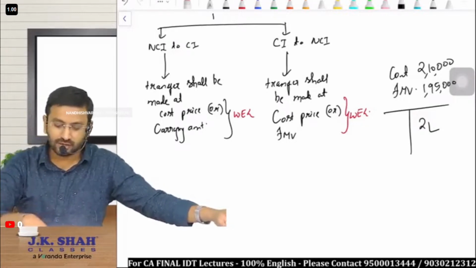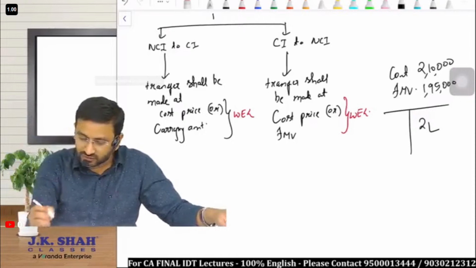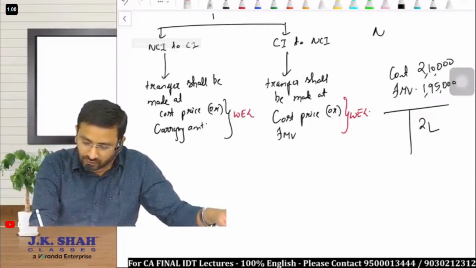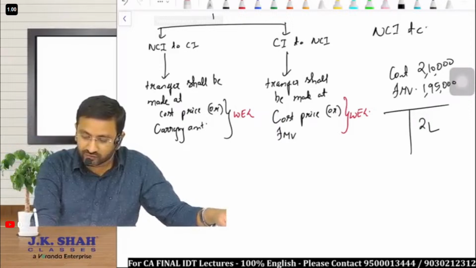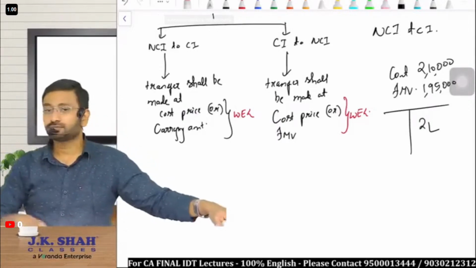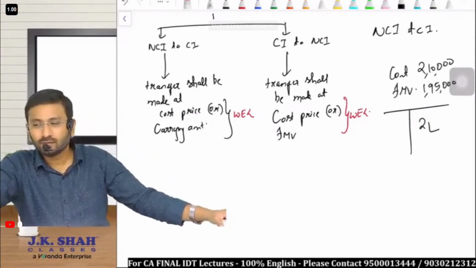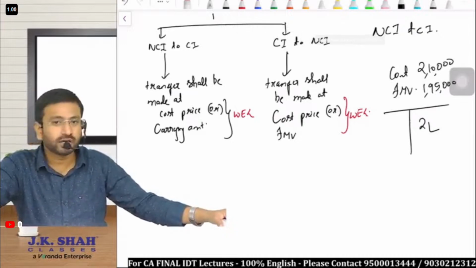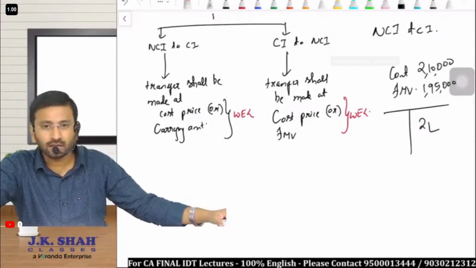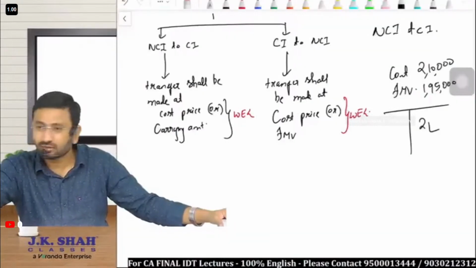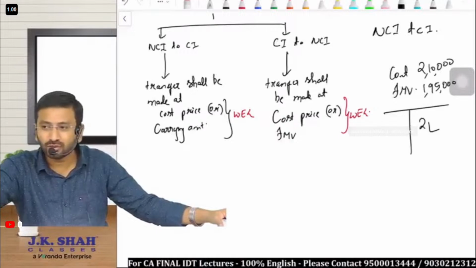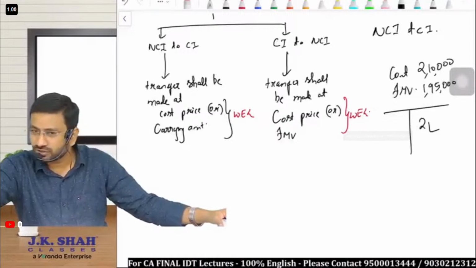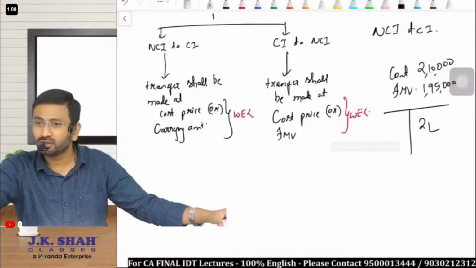For example, we are reclassifying this from non-current to current investment. Can you tell me the entry? So I should show at cost price or carrying amount, whichever is less. What is the cost price? 2,10,000. Carrying amount 2 lakhs. So I have to show at 2 lakhs. Right now we are showing at 2 lakhs.